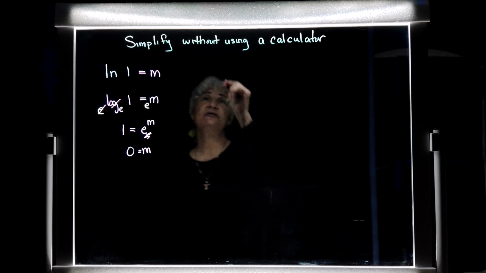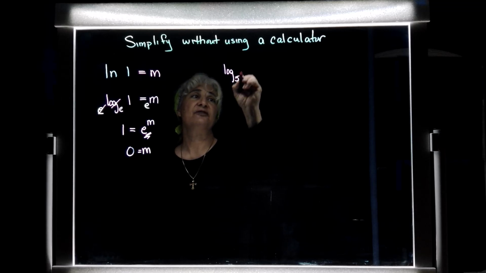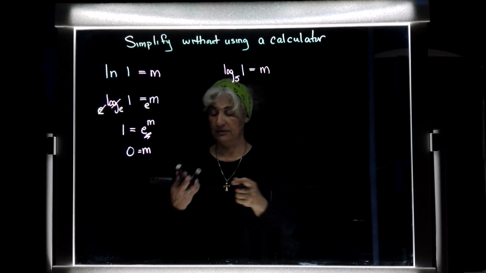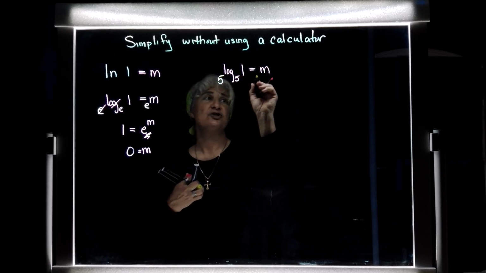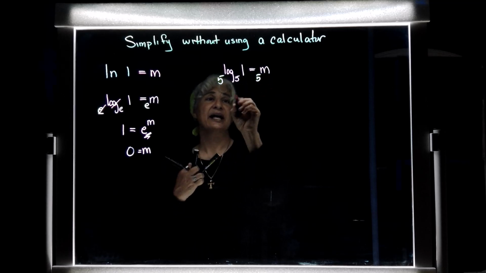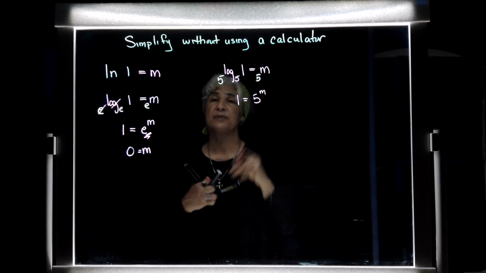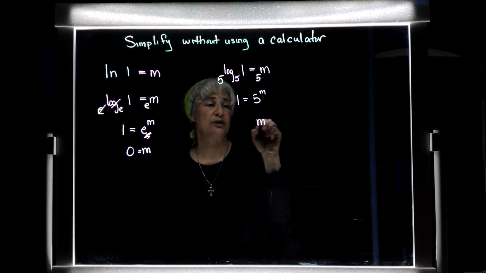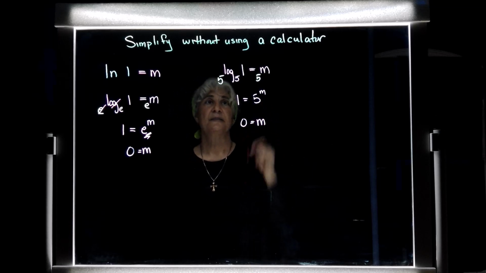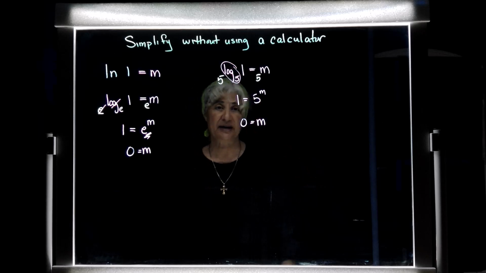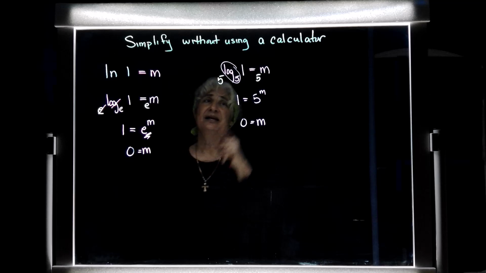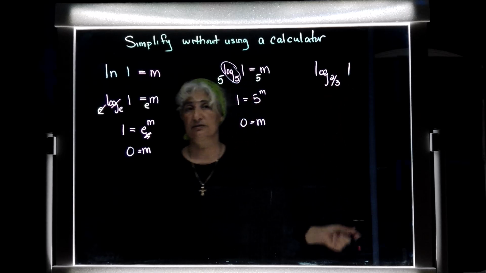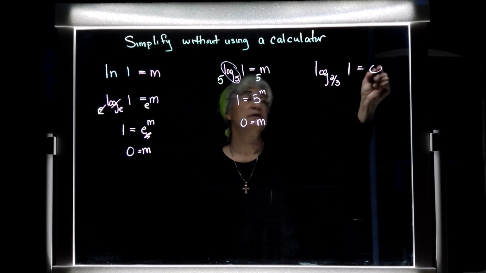Are you with me? They could have given me log base 5 of 1 and asked me to simplify it. And if they did, I'm going to set it equal to m. I'm going to take the exponential base 5 on both sides, and I'm going to have 1 equals 5 to the power of m. And again, anything to the power of 0 will always give me 1. This log base 5 could have been any base. In this case, they wrote it as log base e. This could have been log base, I don't know, 2/3 of 1. This is still going to equal 0.